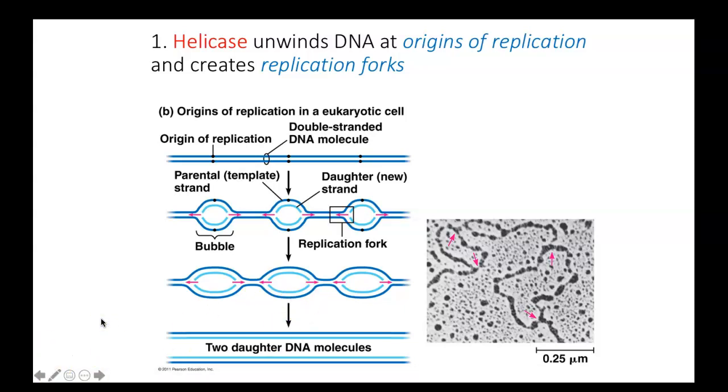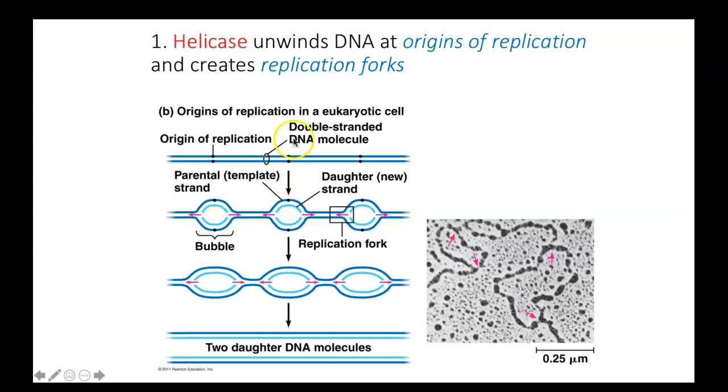All right, so now you're going to start writing. Here are the steps of DNA replication. Steps in replication. Step 1. Helicase unwinds DNA at the origins of replication and creates a replication fork. So go ahead and pause so you can write that down. And I'm going to move on.